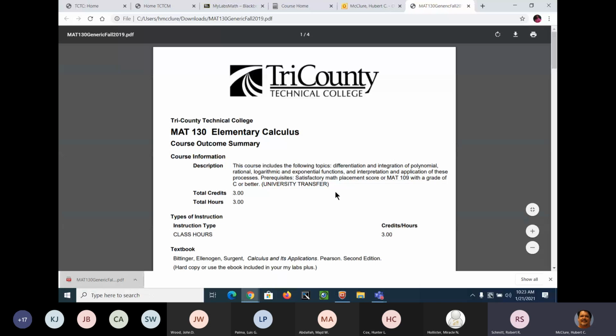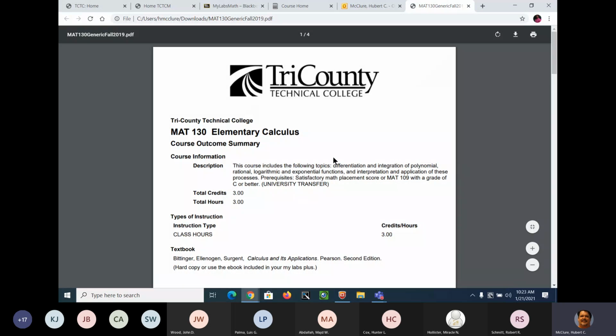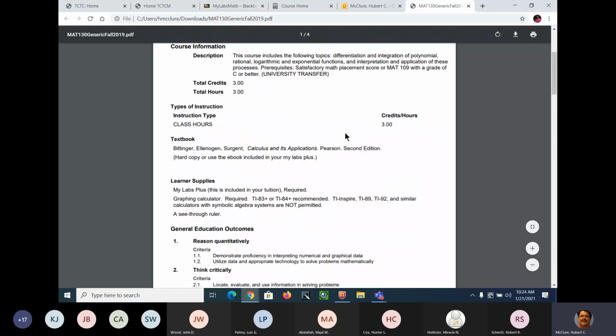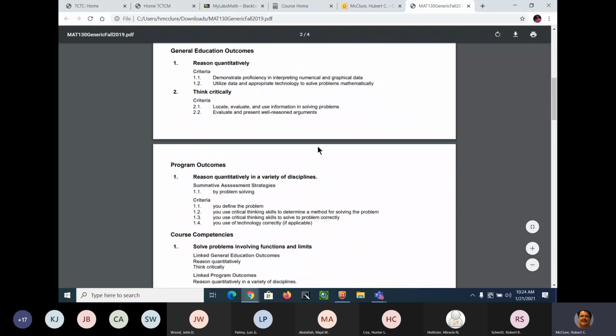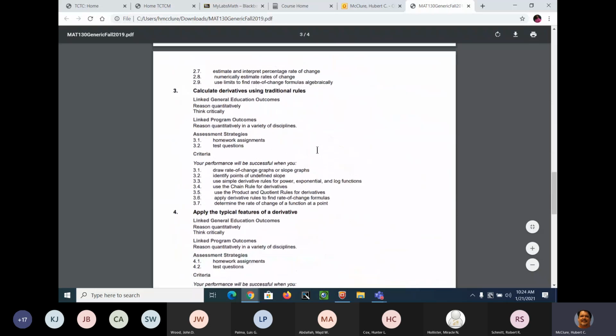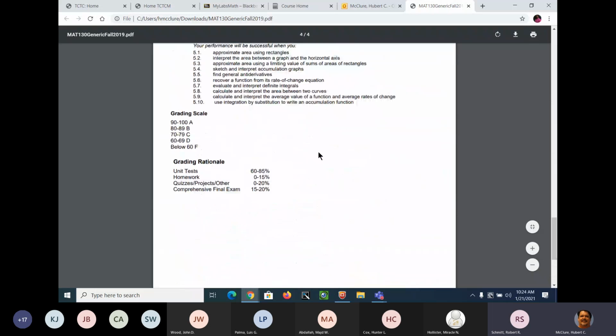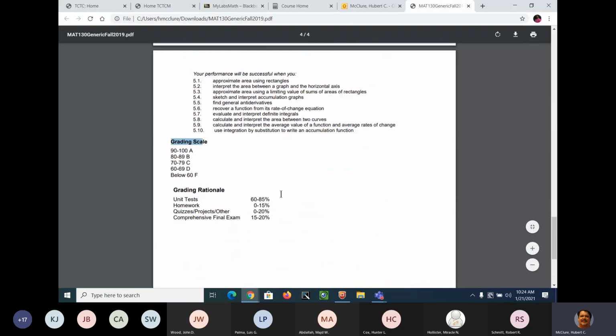The syllabus is really hard to read because it is created for the bureaucrats in Columbia, and you can't hardly read it unless you're a Philadelphia lawyer. So it's really not worth your while to read it. Do read the last two things, grading scale and grading rationale.